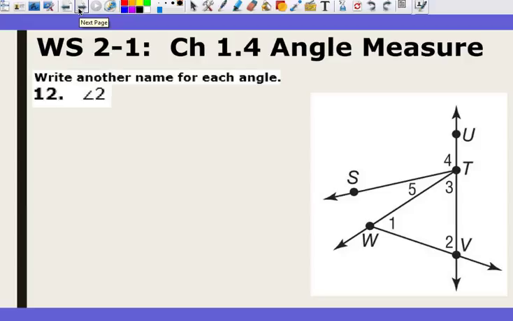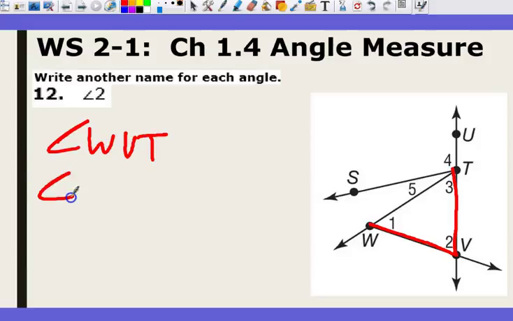What's another name for angle number 2? We have angle 2, which is here. This one here. So from W to V to T. Angle W to V to T. Or you could have said T, V, W. That works.